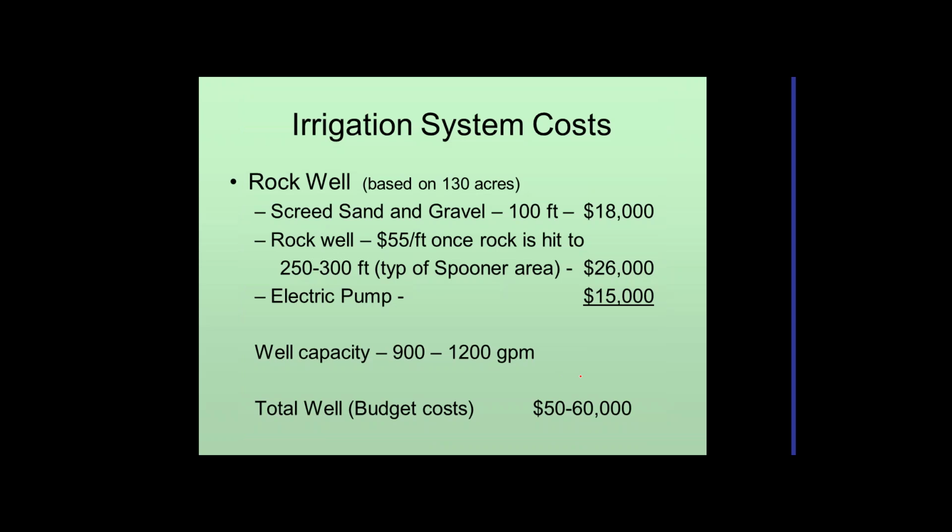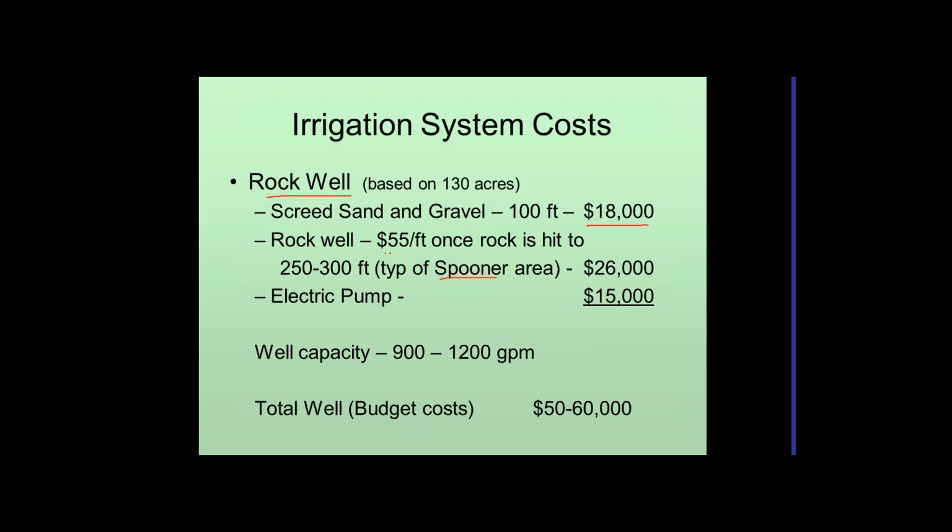So a little bit about cost. Irrigation systems cost. First, we need a well. This is based on the Spooner area, but it'll give you an idea of some of the costs. We'd have to dig through the first 100 feet, which would be about $18,000, so about $180 a foot to get your well started.